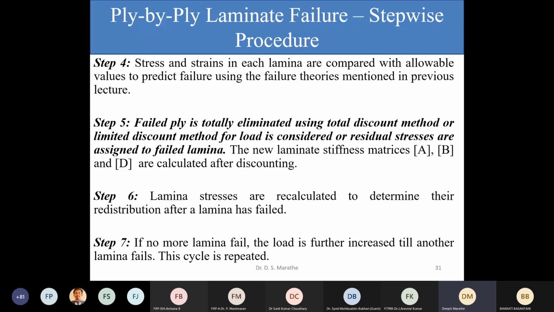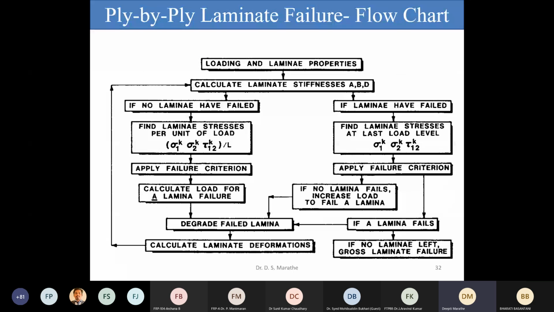So this is an algorithm for whatever I have mentioned till now. That is the step of ply by ply failure. So I start loading the laminate. Then I calculate the ABD. If there is no failed lamina, there is a further increase in the load. Then find the lamina stresses per unit of load, apply the failure criteria, and calculate the load for the failure of the lamina. Once the lamina has failed, degrade that failed lamina and calculate the laminate deformations. Go back again, calculate the ABD further for that failed lamina, and then do the same thing again.